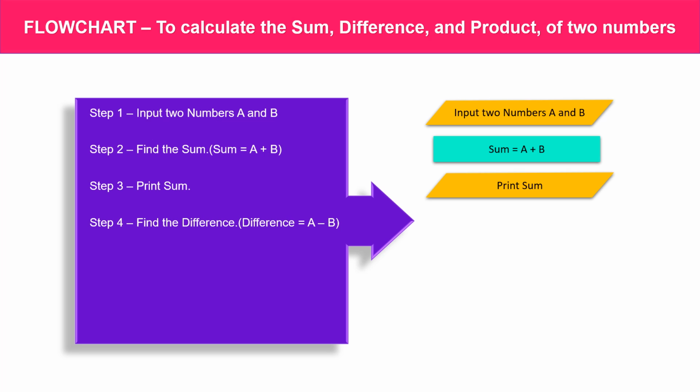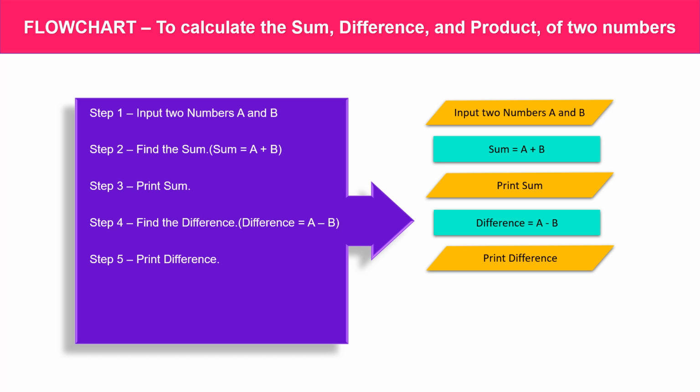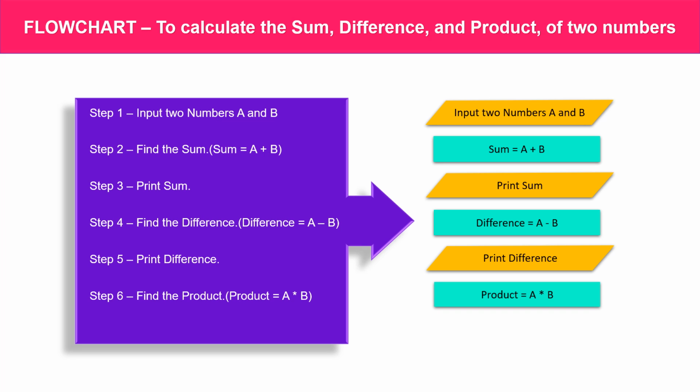Step 4. Find the difference. Difference equals A minus B. Finding the difference is a process, so we put this in the process box. Step 5. Print difference. We put this in the input-output box. Step 6. Find the product. Product equals A into B. So it's a process, and hence we use the processing box. And finally, print product. We're going to put this on the screen, so we use the input-output box.